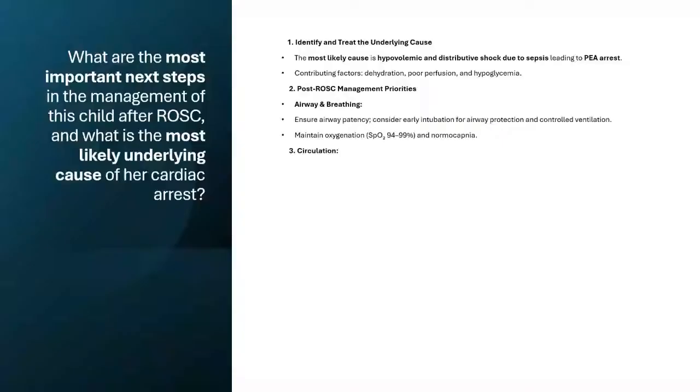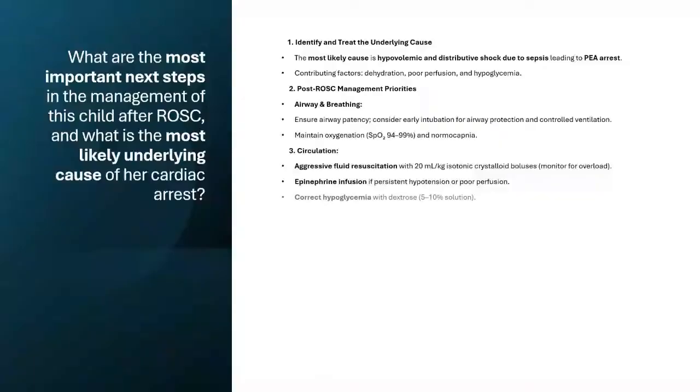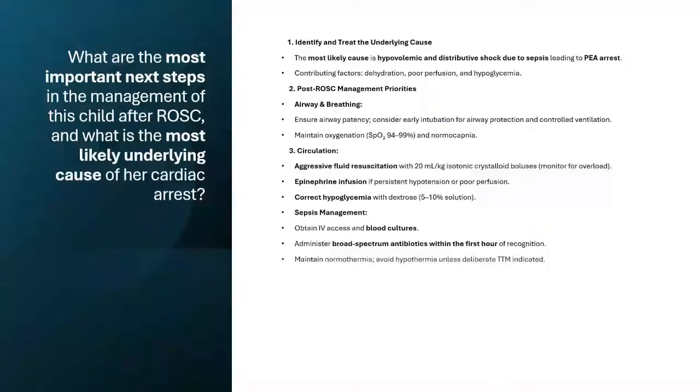And then for circulation, like the gentleman here offered up, aggressive fluid resuscitation: 20 mL per kg isotonic crystalloid boluses. Be sure to monitor for fluid overload, as always when we give fluid. And then epinephrine infusion if persistent hypotension and poor perfusion. Want to correct the hypoglycemia with dextrose. And then sepsis management is going to be obtaining IV access, blood cultures, broad-spectrum antibiotics within the first hour, and then maintain normothermia, avoid hypothermia.